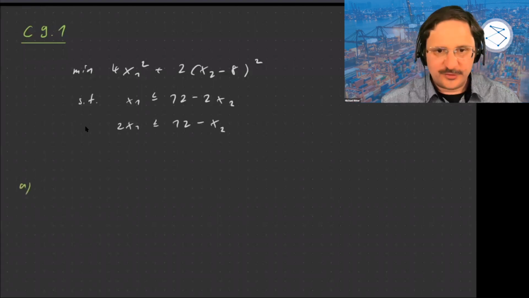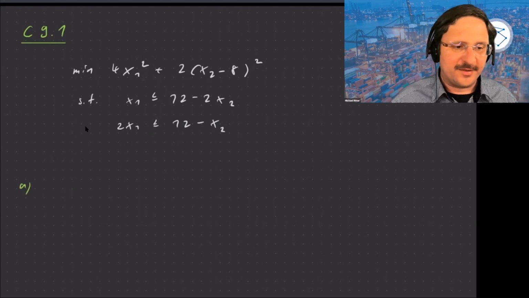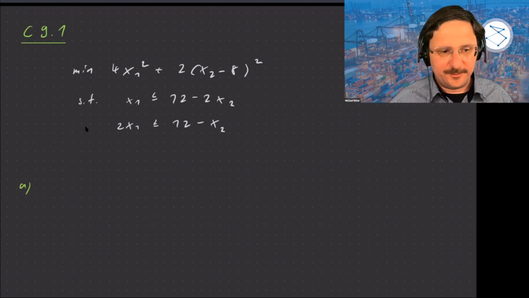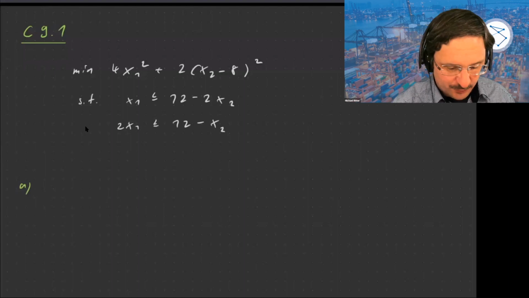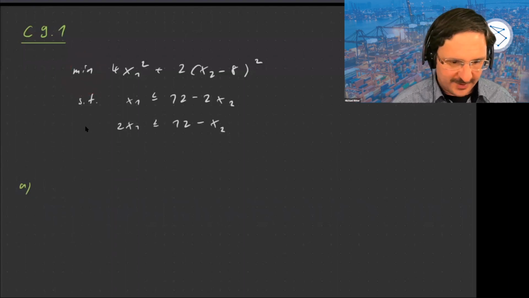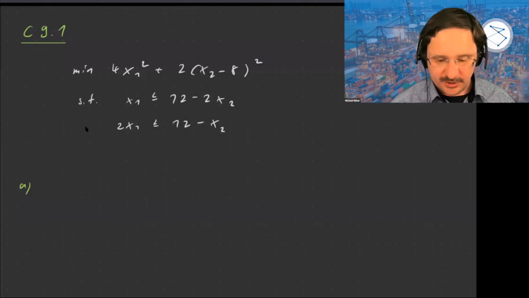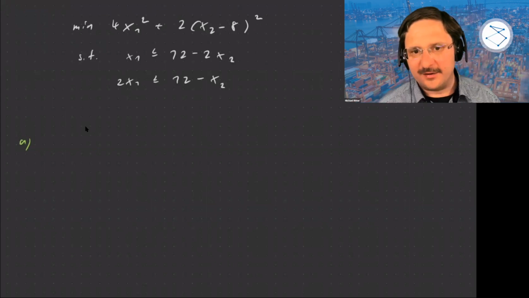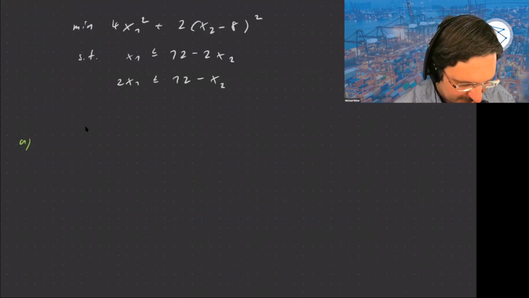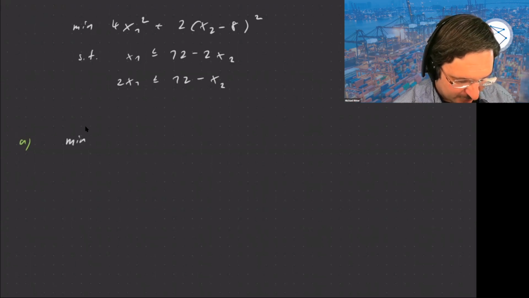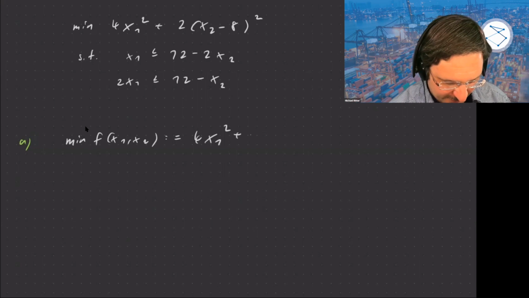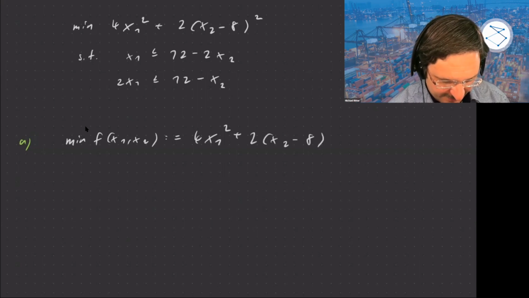And the first thing that we're going to do, if we are given an optimization problem like this, is we always bring it into the form required by Karush-Kuhn-Tucker's theorem. And that is, you want a minimization problem, which we have already, so that's fine. And we have an objective that we'll usually call f. So that's the first part of A. We reformulate that and give names to the proper functions. So here we have a minimization problem over f of x1 and x2. And f is the objective stated above, 4x1 squared plus 2, x2 minus 8 squared.